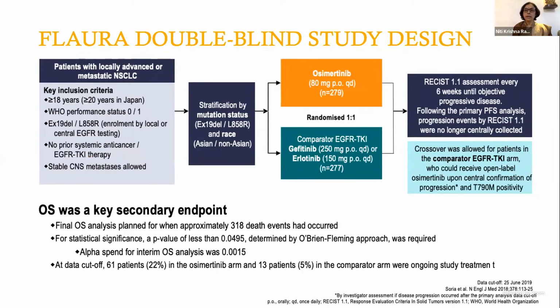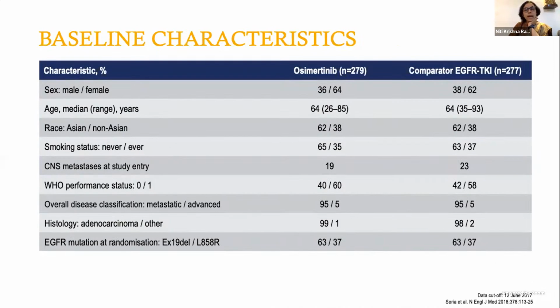FLAURA was a double-blind, multicentric study in which 1:1 randomization was done between the osimertinib arm and the then comparator arm, that was gefitinib and erlotinib, in patients who were 18 years and above, who were in good performance status, who had exon 19 deletion or L858R noted in central testing or local testing, who had not received any prior anti-neoplastic therapy, and of course not received a TKI therapy as well. And all these patients had stable CNS disease. Baseline characteristics were matched between the comparator arm, that is gefitinib erlotinib arm, versus the osimertinib arm.